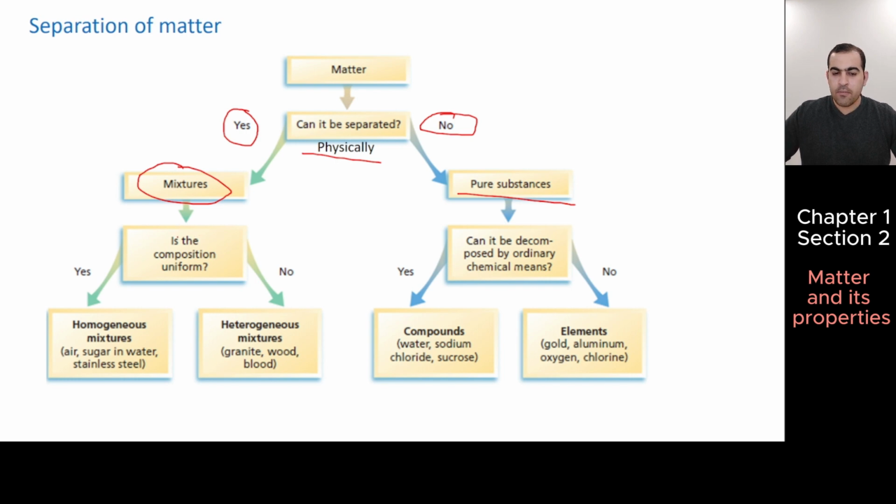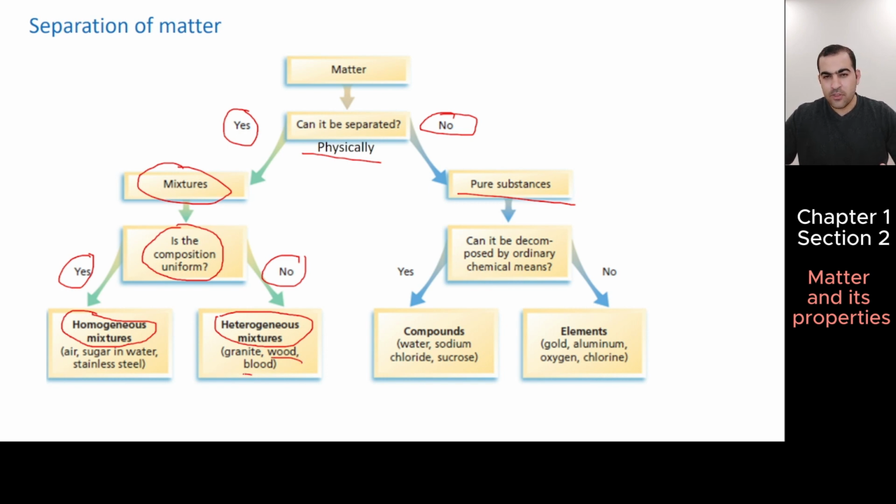So, for the mixtures, is the composition uniform? Yes, homogeneous. That means the particles are equally distributed. So we call it homogeneous. No, heterogeneous mixtures. Granite, wood, blood, they're all heterogeneous mixtures.